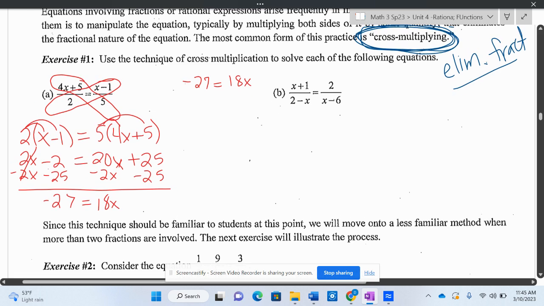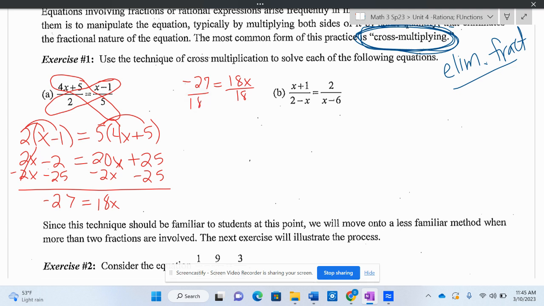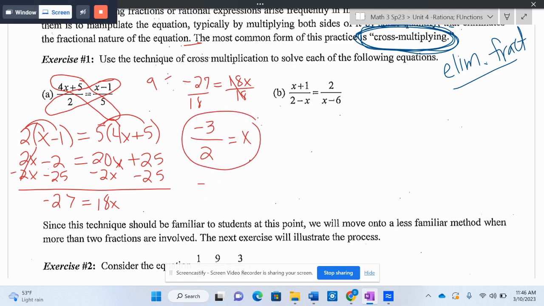Now what? Yeah, divide both sides by 18. And I find out, let's see, what does that simplify to? Can divide them both by 9. Negative 27 divided by 9 is negative 3. 18 divided by 9 is 2. So x equals negative 3/2, or we could even write that as negative 1.5. Do we feel good with that one? Okay.